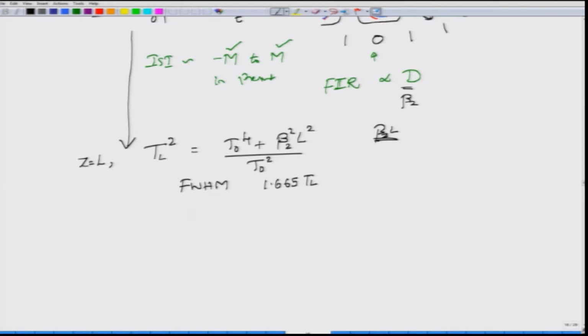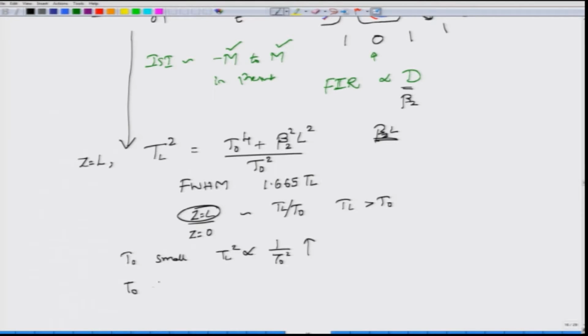So if you look at the FWHM at z equal to L over the FWHM at z equal to 0, this would be equal to TL by T0, right? And because TL is greater than T0, the FWHM at z equal to L will be greater than the FWHM at z equal to 0. Okay. Now you can't of course choose T0 to be very small, because if you choose T0 to be small, then TL square, being inversely proportional to T0 square, will increase, leading to a problem.